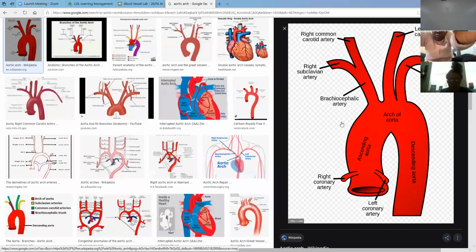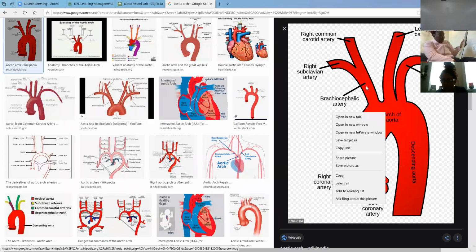Okay, so you see on the right here is the aortic arch. And there are three major blood vessels that come off the arch. Number 4 is the brachiocephalic artery. Off that brachiocephalic artery, there are two branches: the right subclavian artery to your right arm, and the right common carotid artery, which brings blood to your brain.